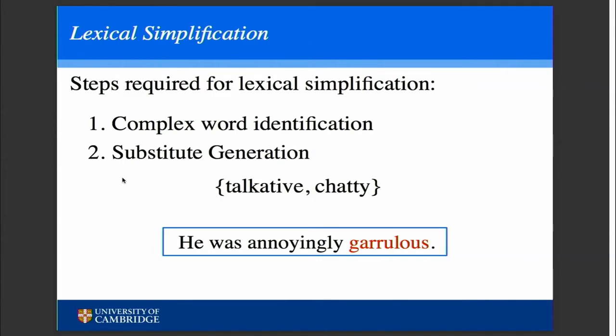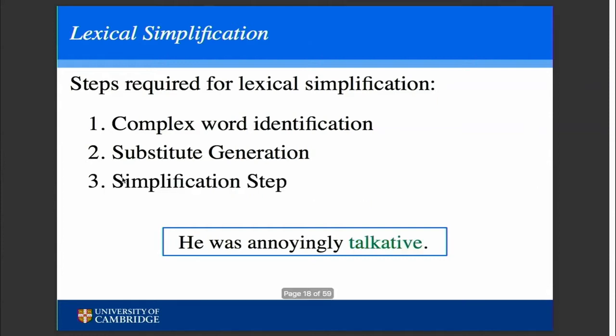So then the next step is substitute generation. So this is where you want to be able to create a set of valid substitutes that we could use to actually replace this particular complex word. So here we have two, talkative, chatty. And then the final step is we actually perform the simplification. So we take that complex word and replace it with the simpler alternative. So he was annoyingly talkative.